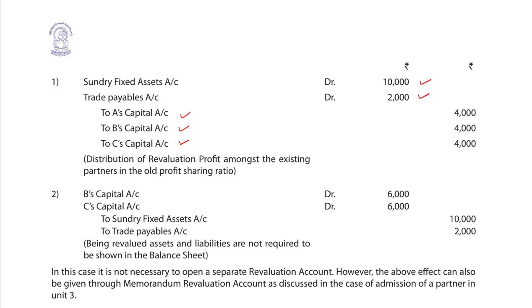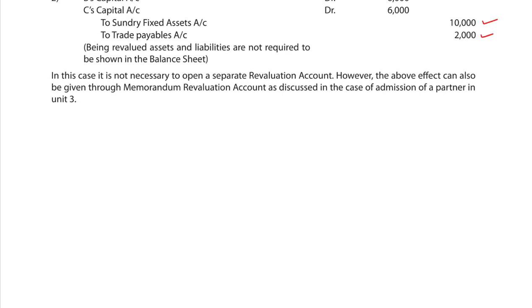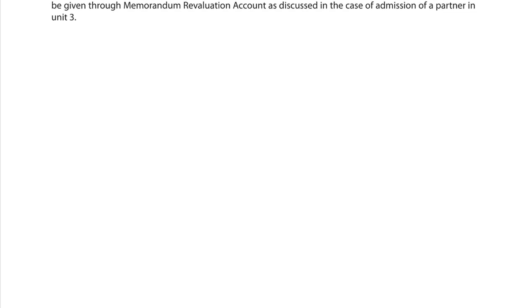Distribution of revaluation profit amongst the existing partners in their old profit sharing ratio. B's capital account debit 6,000, C's capital account debit 6,000, to sundry fixed assets account credit 10,000, to trade payables account credit 2,000, being the revalued assets and liabilities are not required to be shown in the balance sheet. In this case, it is not necessary to open a separate revaluation account. However, the above effect can also be given through a memorandum revaluation account as discussed in the case of admission of a partner, Unit 3.